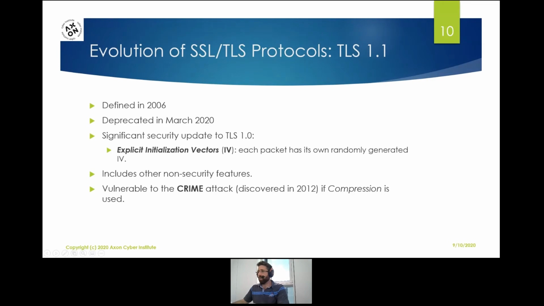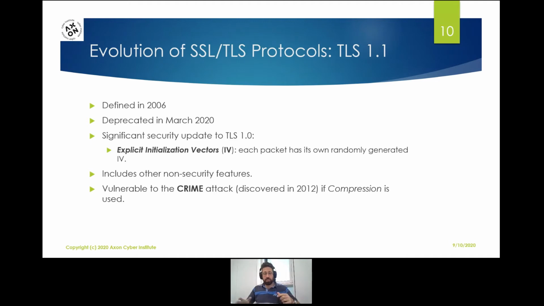I'm gonna move on now to version 1.1, defined in 2006 and deprecated also in March 2020, just like 1.0. A major update in TLS 1.1 is that the initialization vector is randomly generated enough, and it's explicit as opposed to the implicit one. We're gonna see this in a demo in a while. But just keep in mind that the initialization vectors of the ciphers in 1.0 were not random enough, while in 1.1 they are random enough.